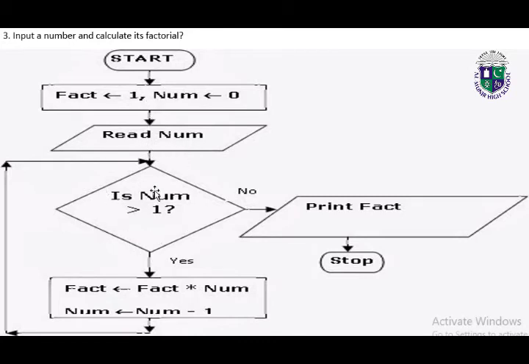Here we have the formula to measure the factorial. It will check. If yes, it will print it again and again, and if no, it will print fact and stop it.